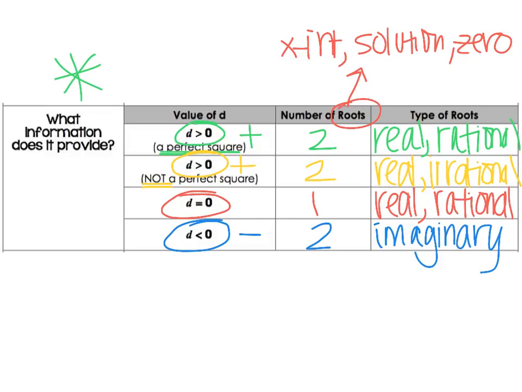Also just a reminder, irrational means it's going to be like a square root or an ugly decimal. Rational means that it's either a whole number or it's a fraction or decimal that terminates or ends. So just a quick reminder on the difference between rational and irrational. And obviously imaginary means we're going to have an i in our solution. So know this table. This table is very important.